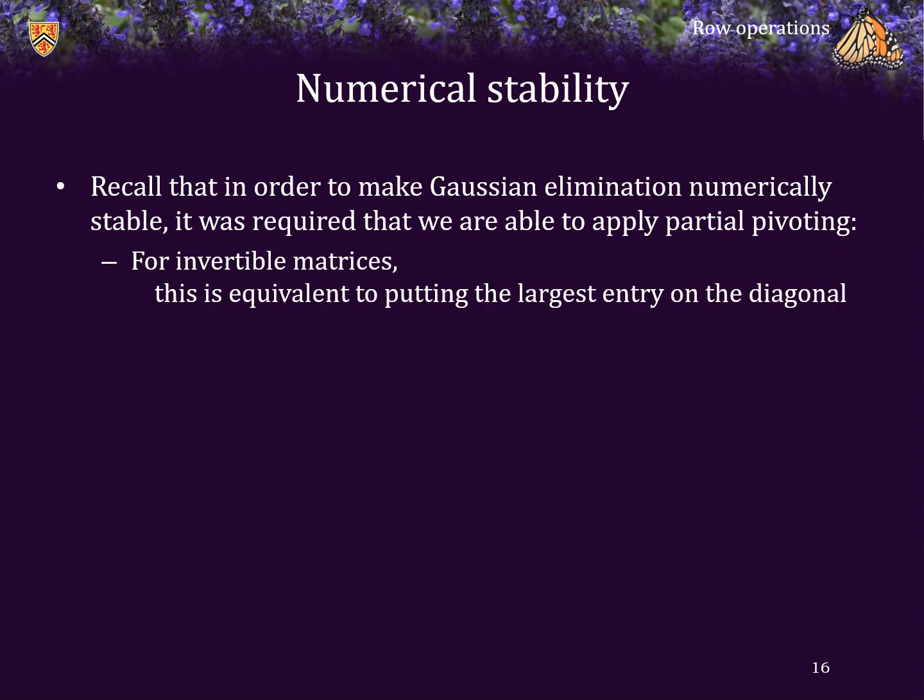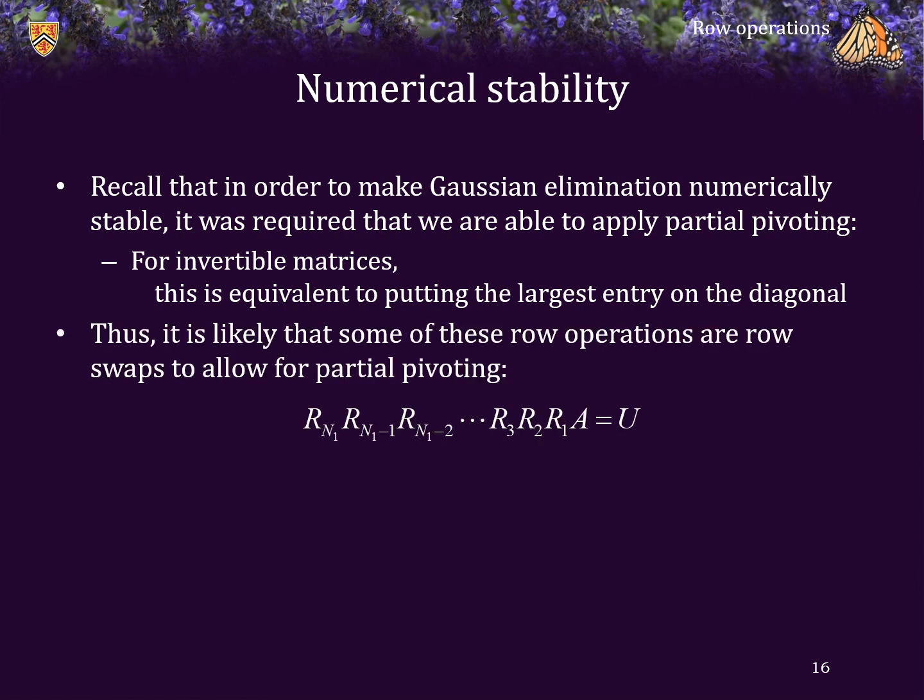Now, for invertible matrices, this is essentially equivalent to always putting the largest entry onto the diagonal entry. For if the matrix is invertible, the ultimate matrix in row echelon form will have non-zero entries on the diagonal. Thus, as we're finding the upper triangular matrix, it's likely that at least some of these row operations had to account for partial pivoting.